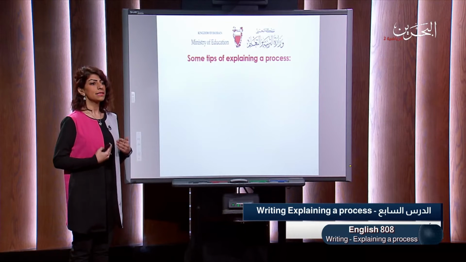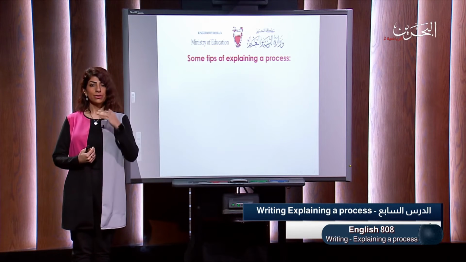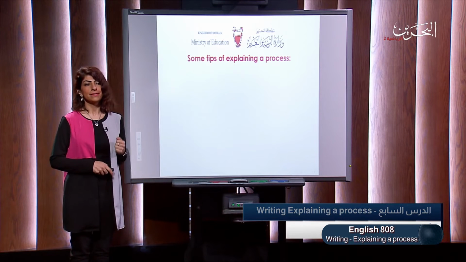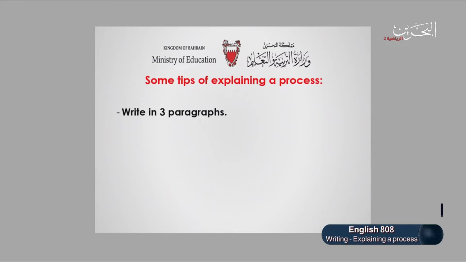There are some tips of explaining a process. There are some tips that you have to follow in order to explain a process. I'll help you with some tips. The first one, you should write in 3 paragraphs. You start with an introduction, then the body, you finalize with the conclusion. Each paragraph should include transitional words. Don't forget that you are explaining a process, which means you have to mention transitional words to make it easier for the reader to know what to do before the other.